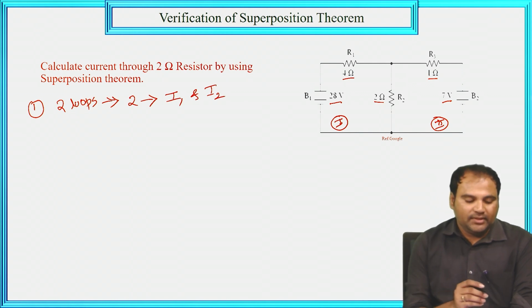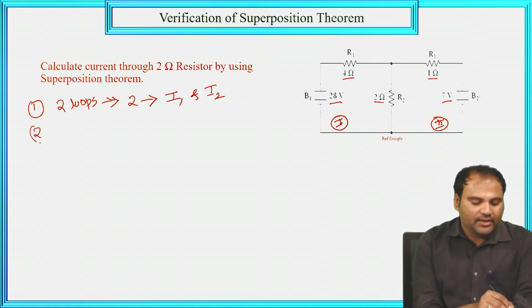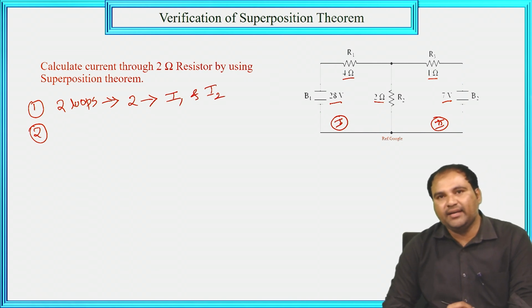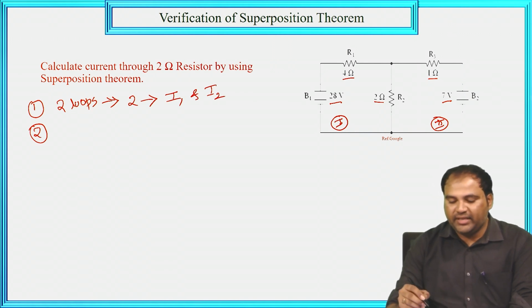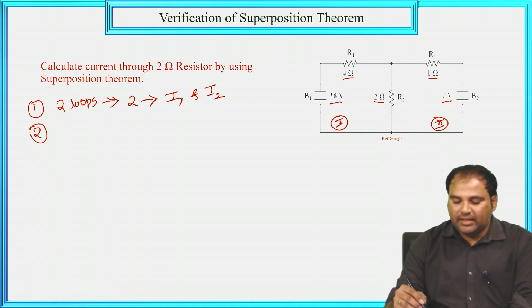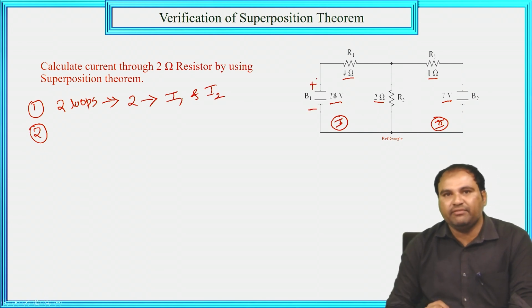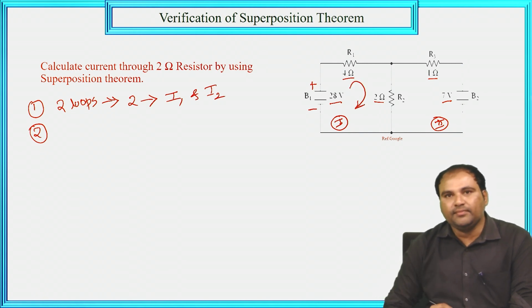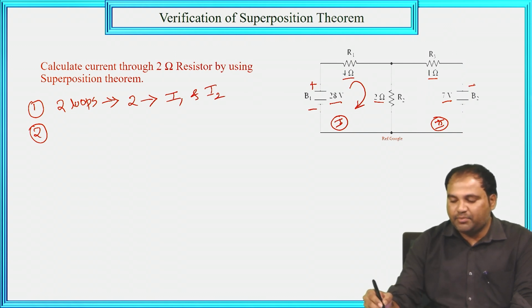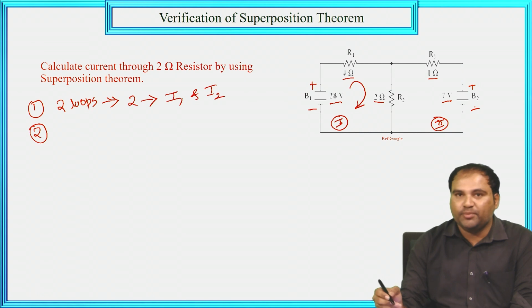Now the next step is to give the current directions through the 4 ohm, 1 ohm and 2 ohm. I am taking the first loop first. It starts from the positive terminal, so the first loop current direction is clockwise. For the second loop, here is plus and here is minus, so the second loop current direction is anti-clockwise.